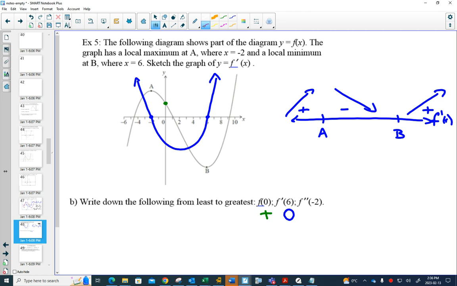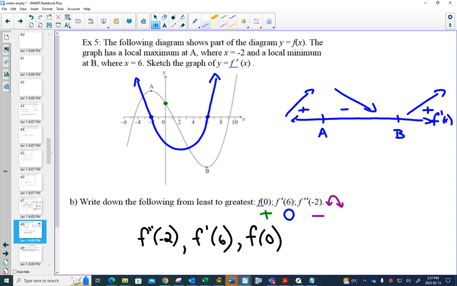Do we know, we don't even have the second derivative graph at all. How can we figure out the value or some sort of inference about the value of f double prime of -2? Well, if I go to f at -2, my original graph is concave down. So I know that here it's concave down. What would have to happen for it to be concave down? It would have to be negative. So as far as listing these from least to greatest, we would know that f double prime of -2 is least, f prime at 6 would be second at 0, and f of 0 would be the greatest because it's positive.